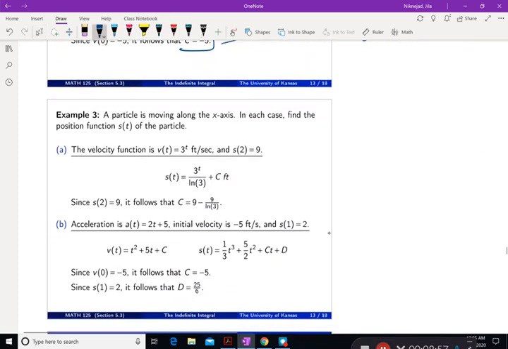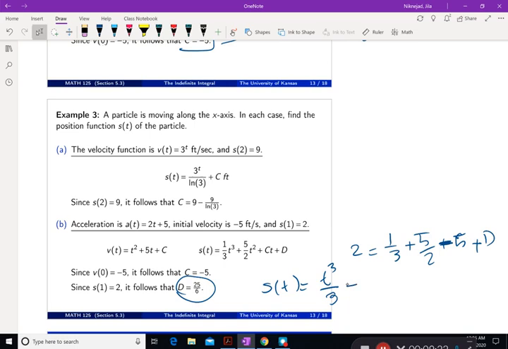So using the computation, you get basically minus 5 plus d, and d turns out to be 25 divided by 6. So s of t basically is t to the power 3 divided by 3 plus 5 t to the power 2 divided by 2 minus 5t plus 25 over 6. So that is by replacing c and d.